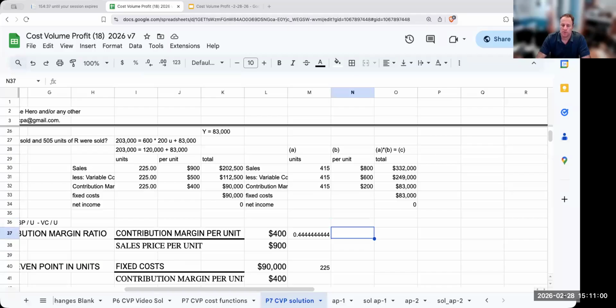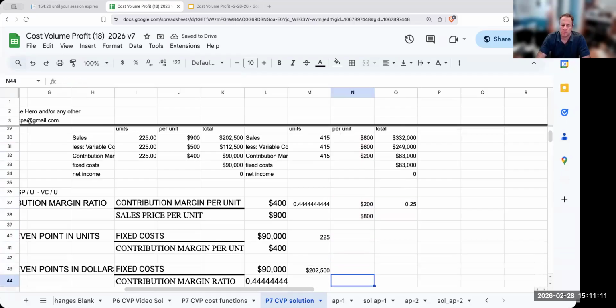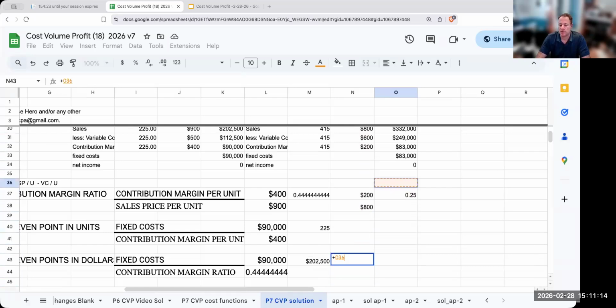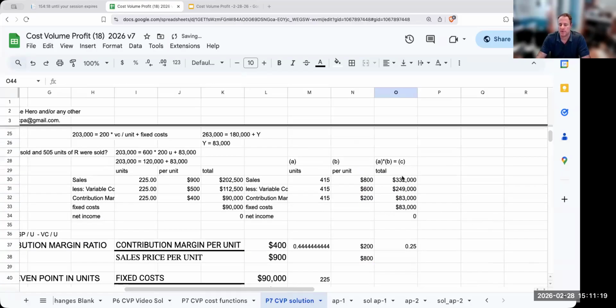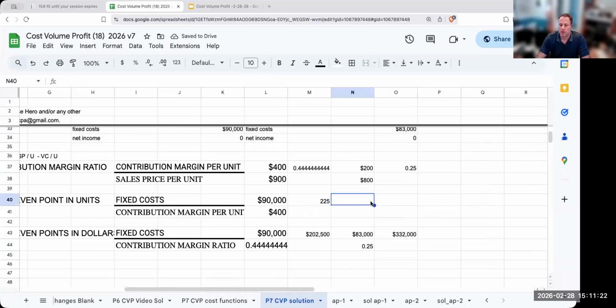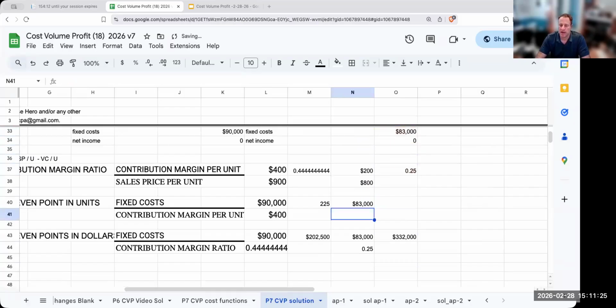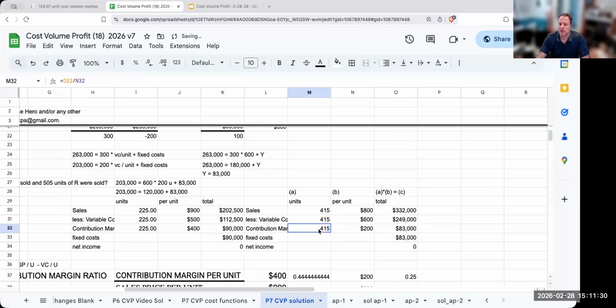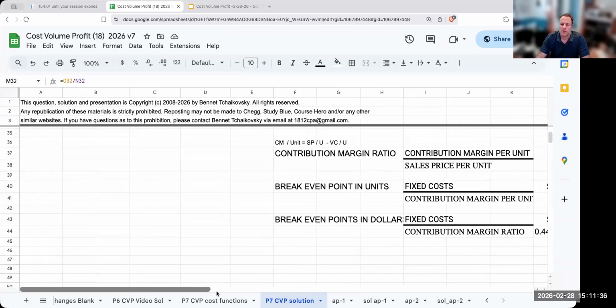My contribution margin ratio over here is going to be 200 divided by the sales price, or 25%. My break-even in sales dollars, if I take 83,000 divided by 0.25, I should get 332,000. If I were to do this in units, I can take 83,000 over my contribution margin per unit. So my break-even point in units is going to be 415. Okay, so that takes care of this part right over here.